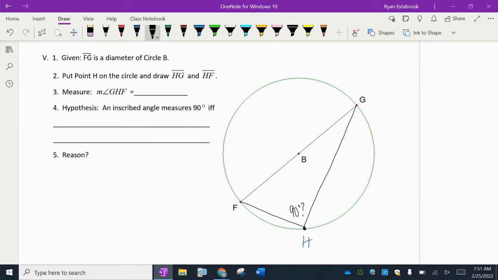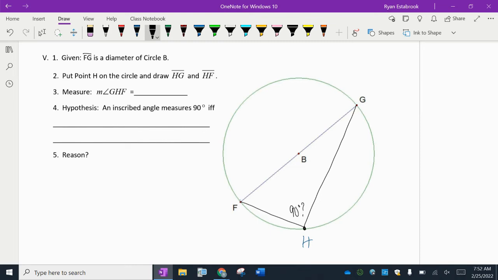Does it look like a right angle? Does it look like it's 90 degrees? I think so. And if I wanted to check, maybe I could put my point H somewhere else. Like if I put point H right here, draw in GH, FH, does it still look like a right angle? Or if I put my point H somewhere, let's say right here, draw in FH, draw in GH, does that still look like a right angle? So as I move this point H around, is it always looking like it's going to be 90 degrees? I think it does. I didn't actually measure it, but I think it's going to be 90 degrees.